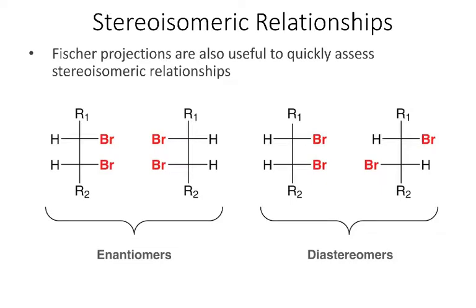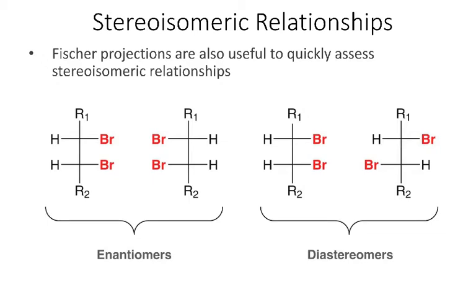Another really useful aspect of Fischer projections is that it's really quick to determine whether two compounds are enantiomers or diastereomers. If I start with a given compound, I'm looking at the groups that are going to the left and the right. If I have a second compound where the left and the right have all been switched, so in this case, bromine's on the right, hydrogen's on the left, bromine's on the right, hydrogen's on the left, and I swap both of them, then I know that they're enantiomers.